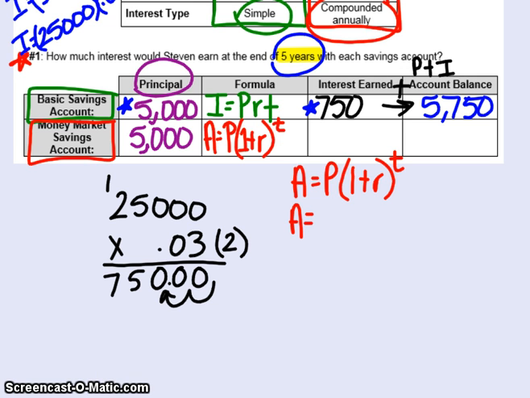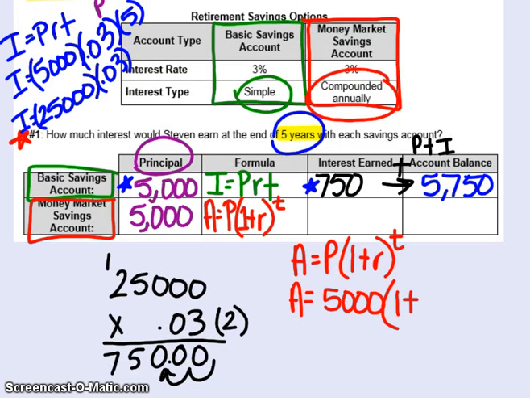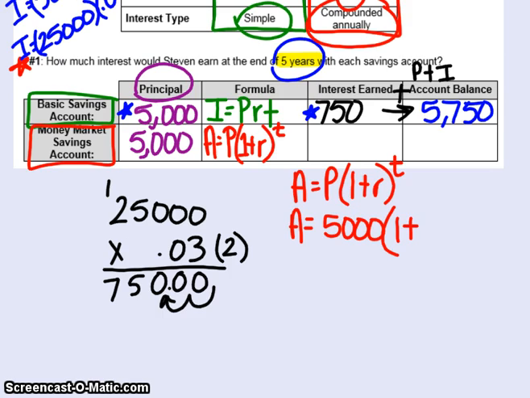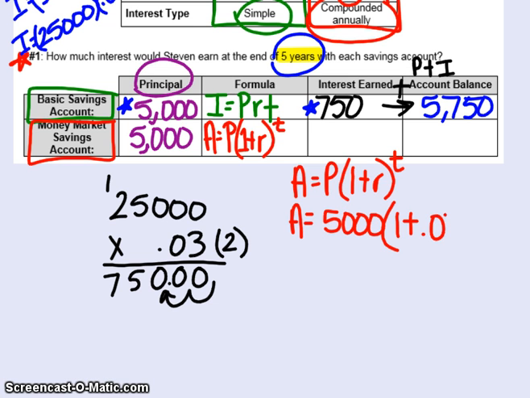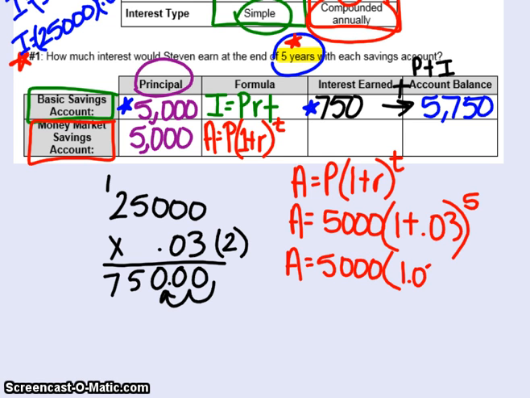So my principal is still going to be that $5,000, putting the same amount in each account, 1 plus my rate. My rate is also 3%. Remember I have to move that decimal, so 0.03 to the T power, and it's still going to be 5 years. I know that 1 plus 0.03 is 1.03 to the 5th power, and I'm going to go ahead and use a calculator to solve for 1.03 to the 5th power.